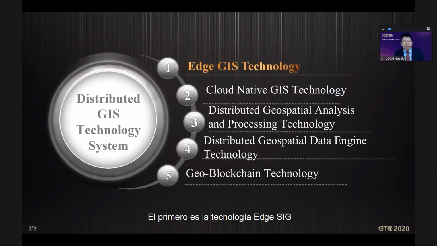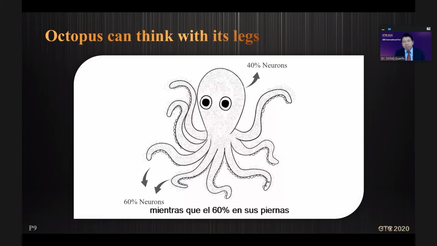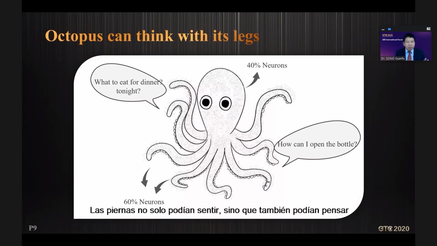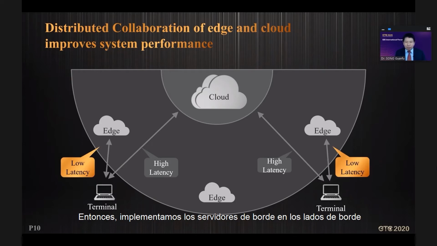The first one is Edge GIS technology. It is said that an octopus could think with its legs because 40% of its nerves are in the brain, while 60% are in its legs. The legs could not only feel, but also could think. The edge computing is similar to octopus legs. In the framework of classic cloud computing, it takes a long time of network latency when a terminal accesses the cloud directly. So we deploy the edge servers on the edge side near the terminals to process the requests from terminals. It could reduce the network latency and improve the performance of the whole system.